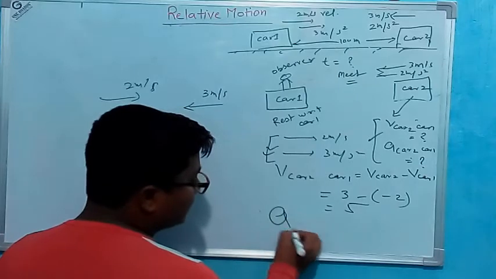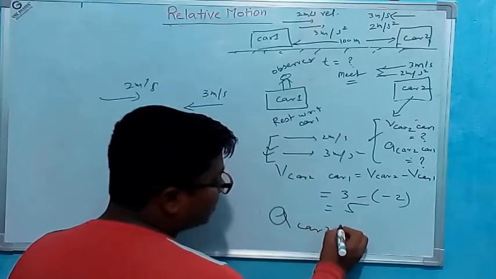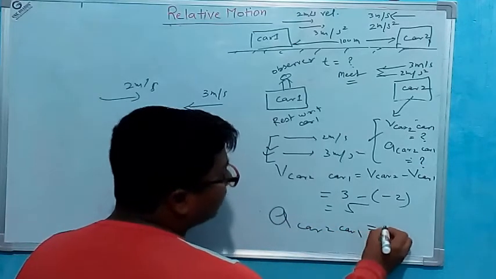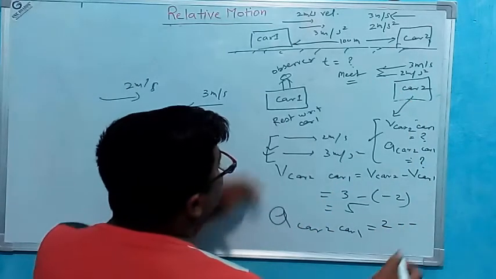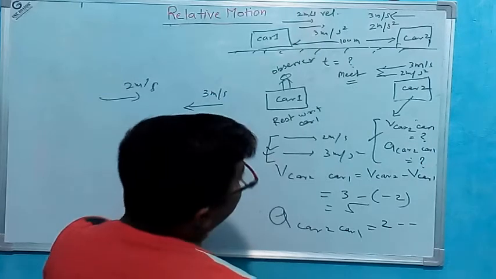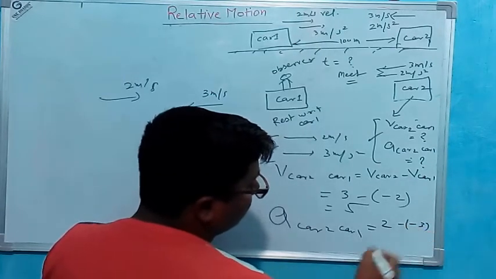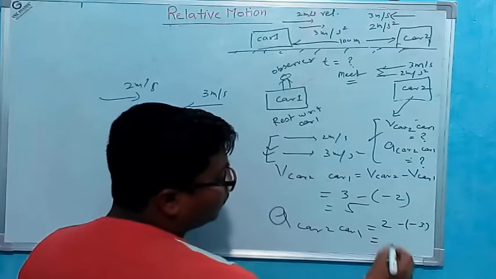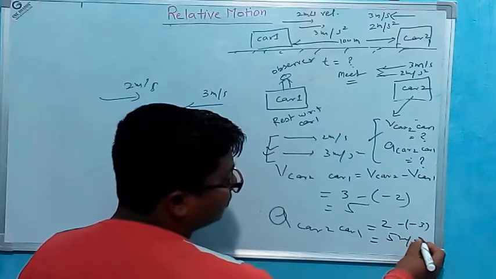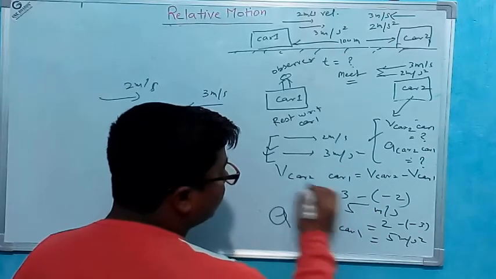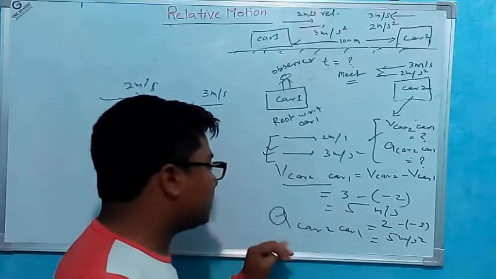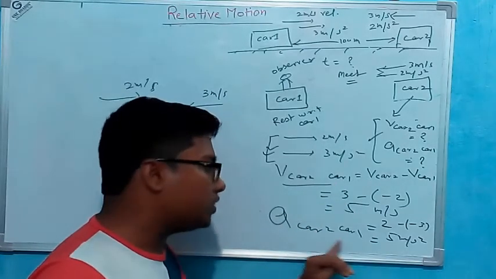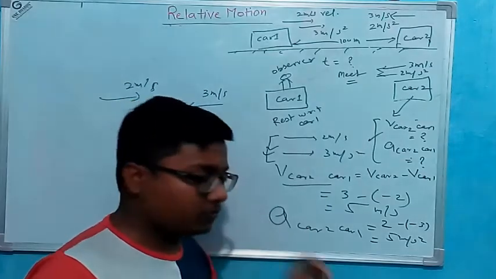Similarly, the relative acceleration of car 2 with respect to car 1 is what? 2 minus minus 3. The direction will be clear. So 5 meter per second. The relative velocity of car 2 with respect to car 1 is 5 meter per second, and the relative acceleration of car 2 with respect to car 1 is 5 meter per second square.